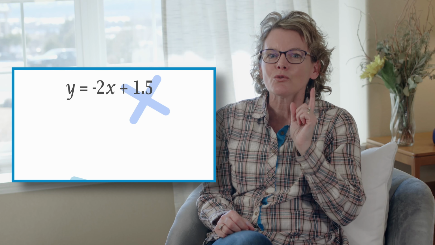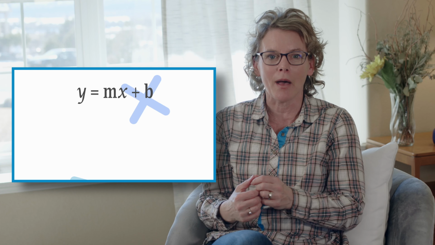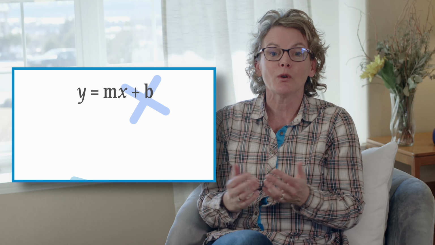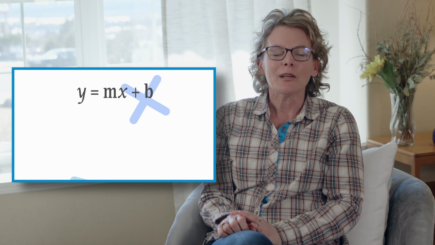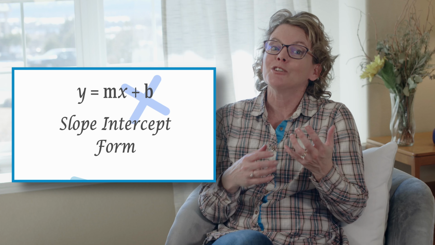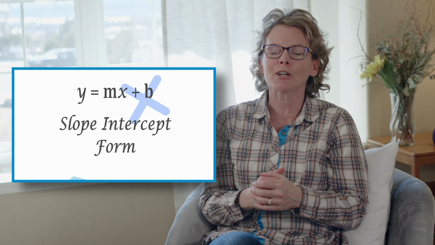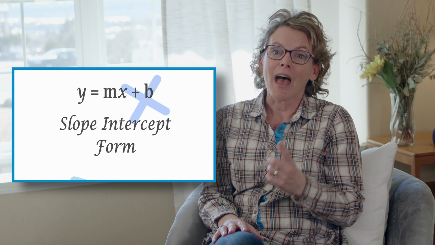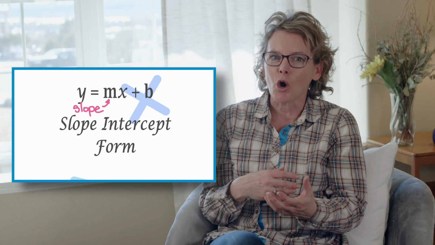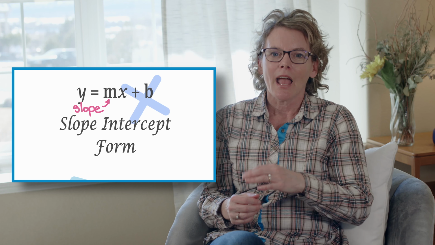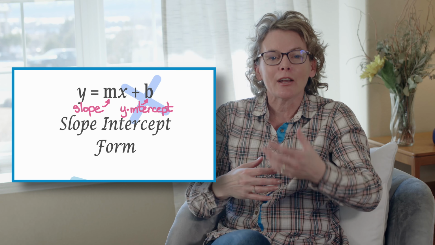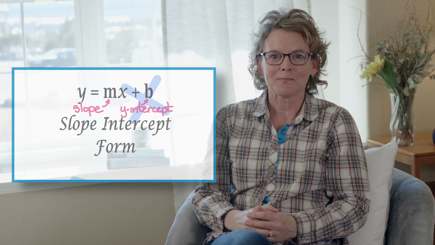But equations written in the form y equals mx plus b give us all the information we need to plot these without a table. y equals mx plus b is called the slope-intercept form, and you should memorize it because it is popular and powerful. The m is always in front of the x. It's our slope. Remember, slope is rise over run. And the b with no x is the y-intercept, which is where the line crosses the y-axis.